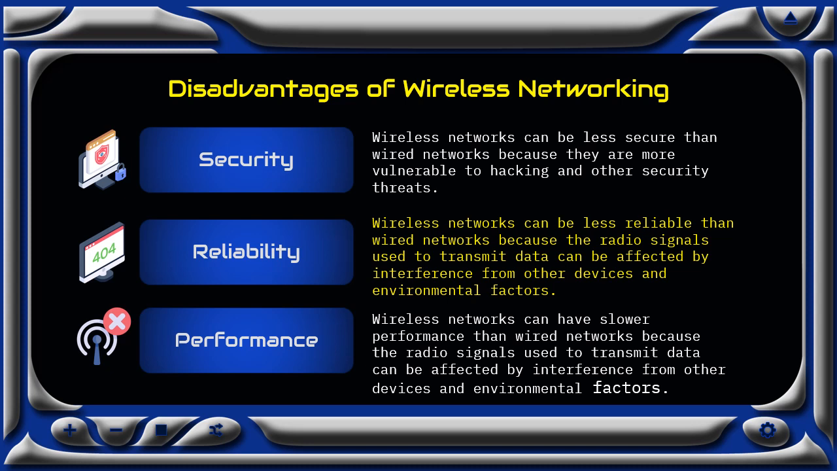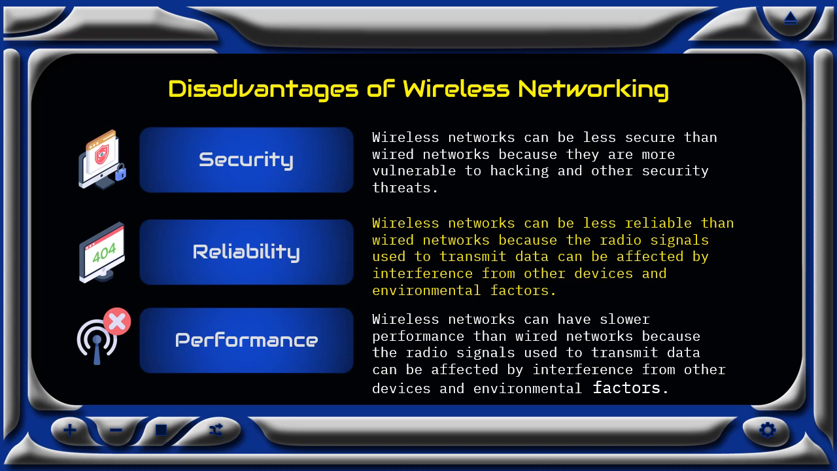With advantages, we also have disadvantages of wireless networking. We have a security problem, where wireless networks can be less secure than wired networks because they are more vulnerable to hacking and other security threats. We also have the problem of reliability, where wireless networks can be less reliable than wired networks because the radio signals used to transmit data can be affected by interference from other devices and environmental factors.